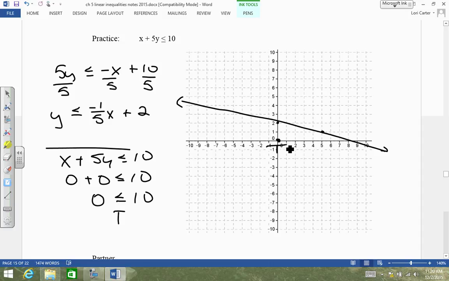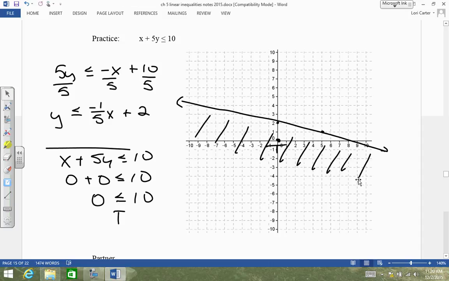And what points do I shade? The bottom, because that's the true side. I'm going to erase all this and put true. There, I fixed it. I would like it true just so I know I can trust you. How do you know if it's solid? If there's an equal sign, see how it's less than or equal to? Equal to means solid. If it's just less than, it would have been dashed. Okay, good? There we go.